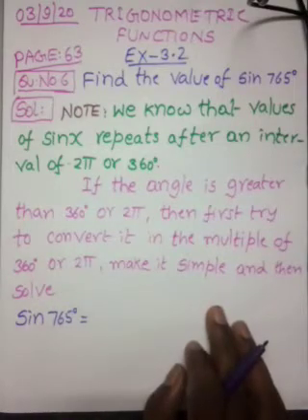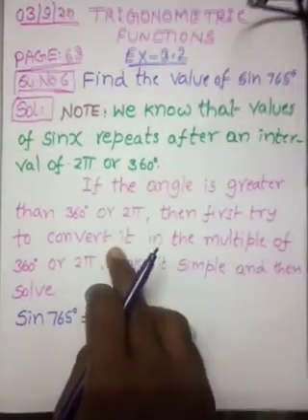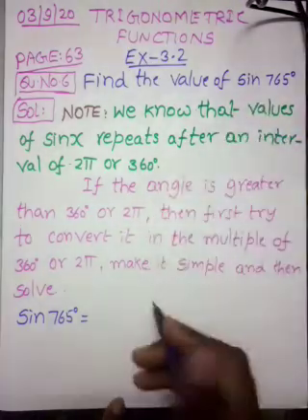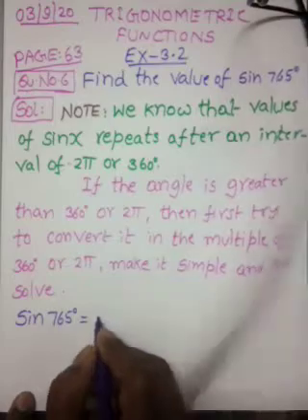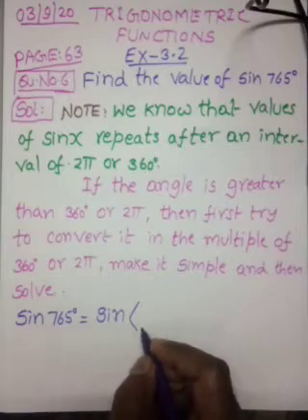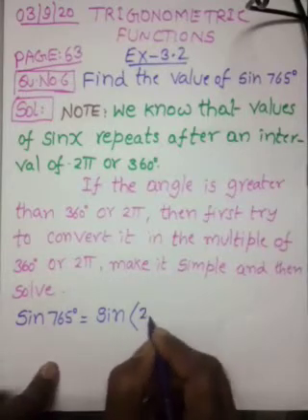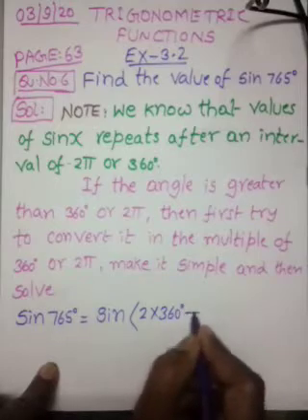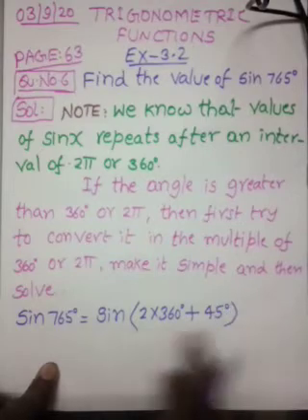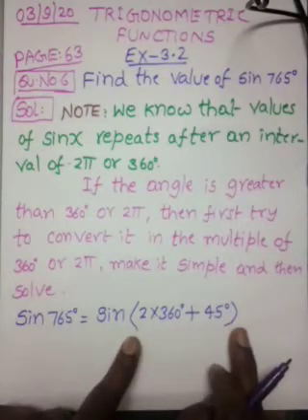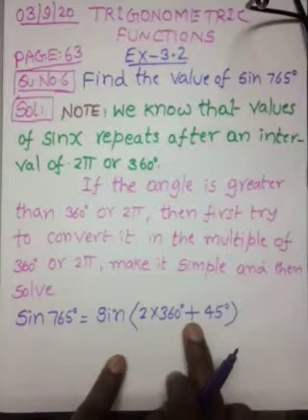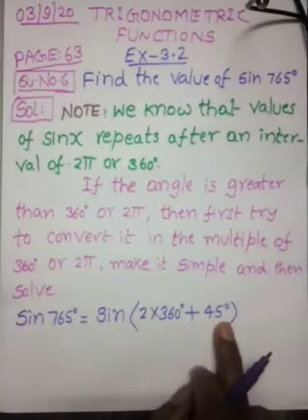So, these 2 points are useful for finding the value of sine 765 degrees. Okay, my children? Right. So, we can write sine 765 degrees as sine of 2 into 360 degrees, which is 720 degrees, plus 45 degrees. Understood this part? I wrote 765 degrees as 2 into 360 degrees plus 45 degrees. Understood this part, my children?